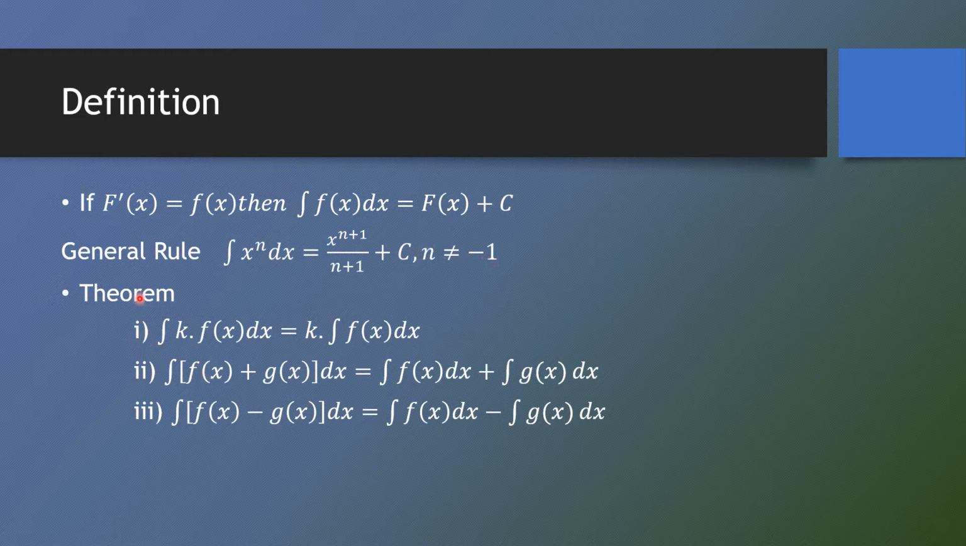And we have another rule, or we call it a theorem, that we use in integration. If we have the integral of k multiplied by f(x) dx, it will be equal to k multiplied by the integral of f(x) dx. And another, we have the sum and subtract rule in integration. If you want to find the integral of f(x) plus g(x) dx, it equals the separate integrals of the functions f(x) and g(x).